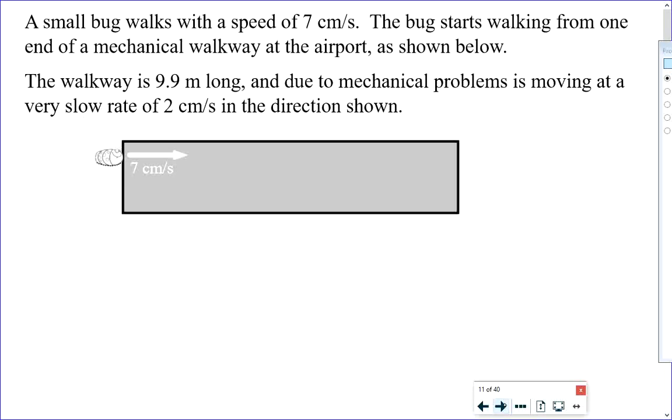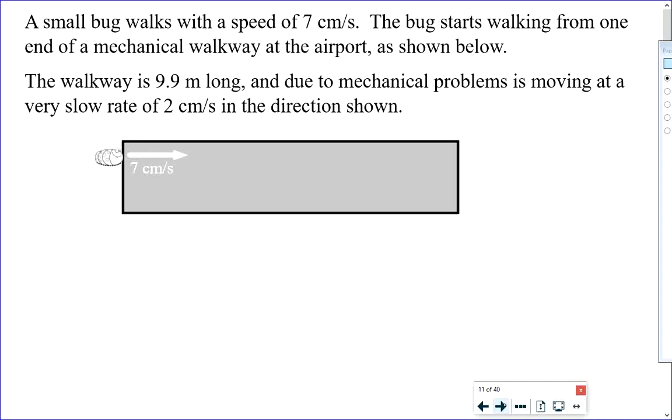And the bug starts walking from one end of a mechanical walkway at the airport as shown below. Everybody, I hope, is familiar with what I'm talking about. It's a moving sidewalk, right? We used to call them moving sidewalks. It's this big loop of some kind of synthetic material that's got 2 rollers on each end and a bunch of supports, and it just rolls around. It's like what you would see on a treadmill, okay? Except it's very long. The walkway is 9.9 meters long.